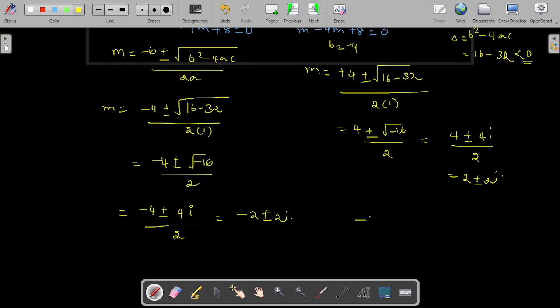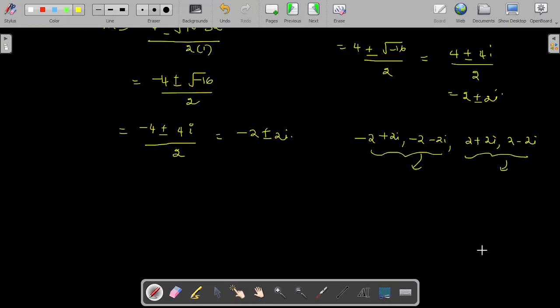So, the complex roots are minus 2 plus 2i and minus 2 minus 2i, then 2 plus 2i and 2 minus 2i. For these two pairs of roots, how do we write the complex solution? No repeated roots, all the roots are distinct. So the solution is written pairwise only for complex roots.